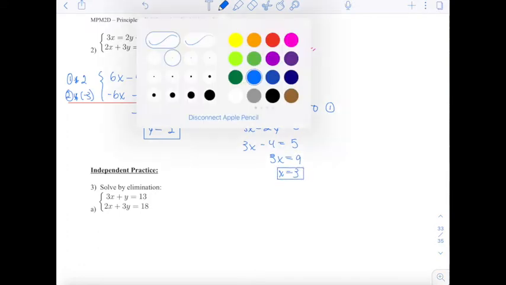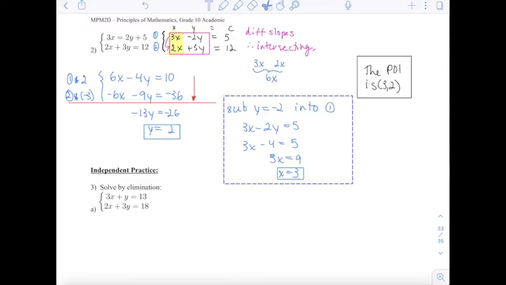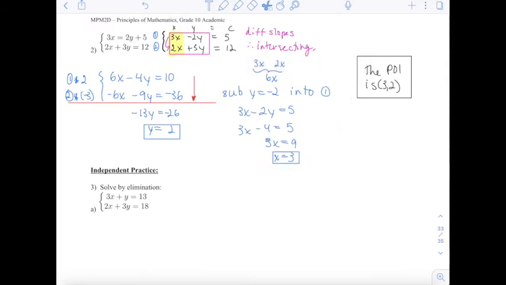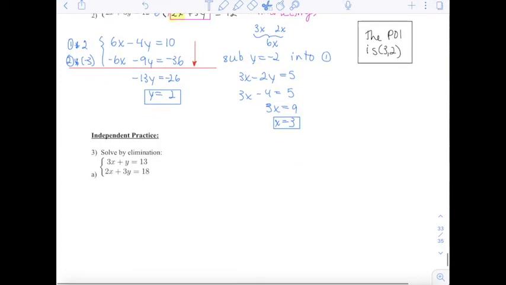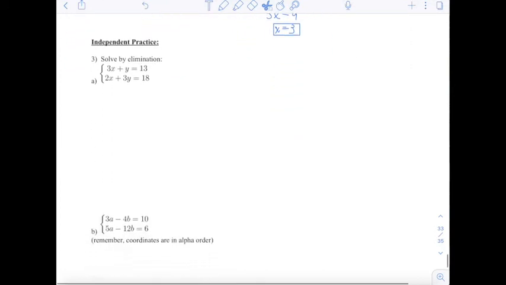Okay, and we know that the POI of this system is 3, 2. X always comes before y. What I would recommend is for you to pause the video and try the independent practice and then look at my answers and come back and check them.